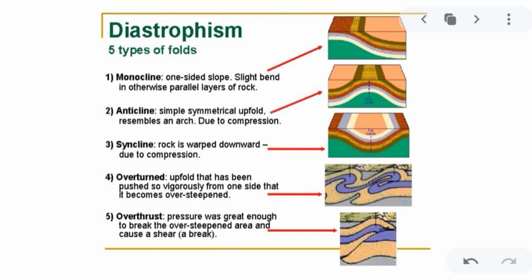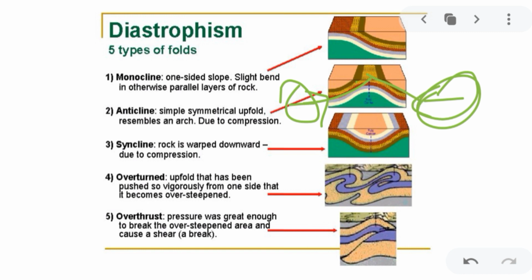And then, we have here the anticline. Simple symmetrical upfold resembles an arch due to compression. So, ayan, pataas yan. Kumbaga parang crest sa types ng waves. Pataas yung folding niya. So, nangyayari yan due to compression. Kasi kapag inipit yan, nagkakaroon ng folding pataas. So, yung stress ng compression, ay pataas. Okay? Nagkakaroon ng anticline, symmetrical upfolding.